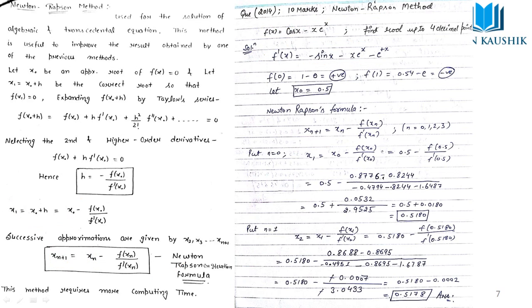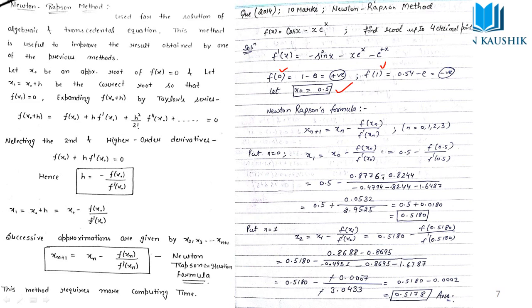Now you randomly take two values in the function. If there is a change in the sign of the function values, then you can say that the root lies somewhere between these two values. So I randomly took 0 and 1. When I put 0, I got a positive value. When I put 1, I got a negative value. And I am assuming x naught to be any value between these two; I am taking 0.5.